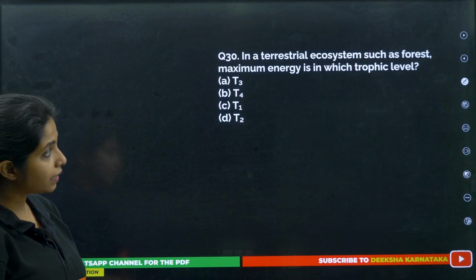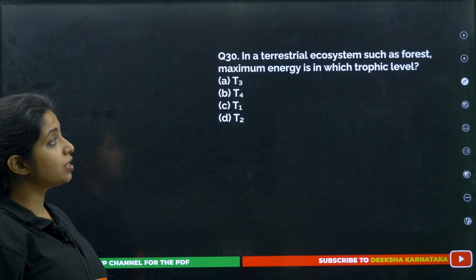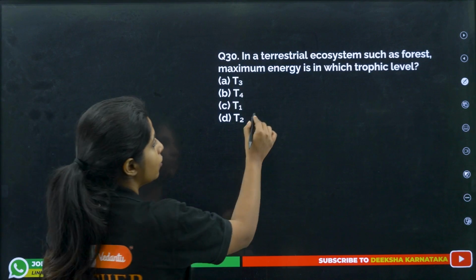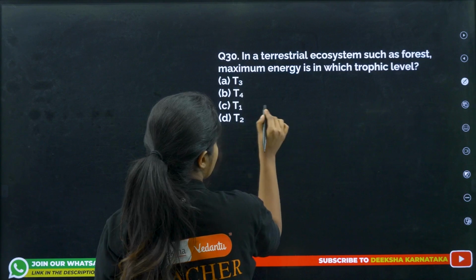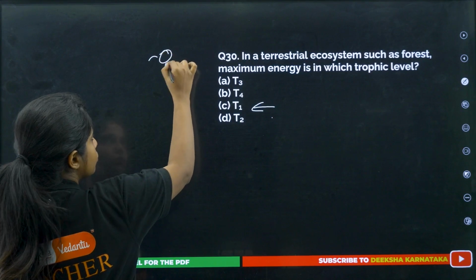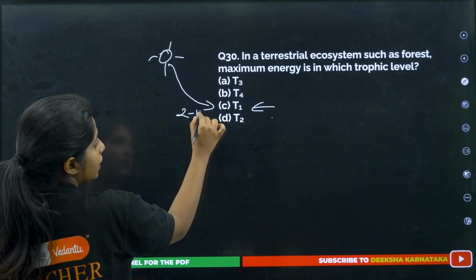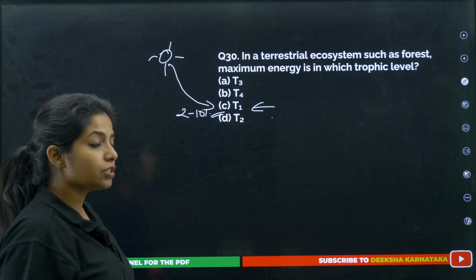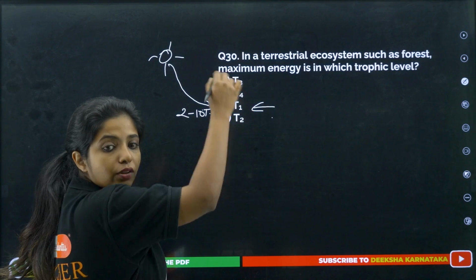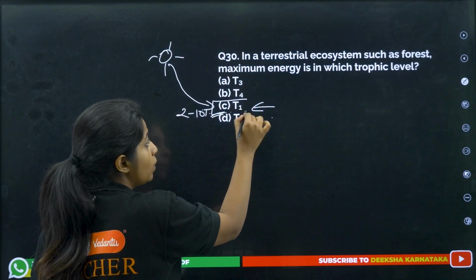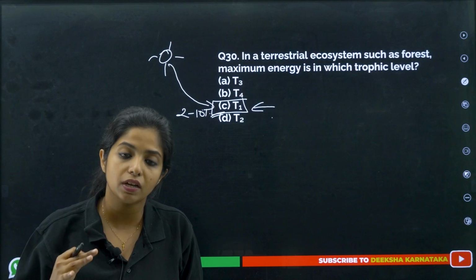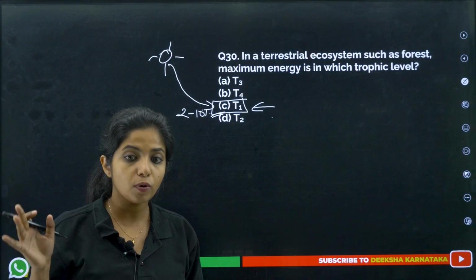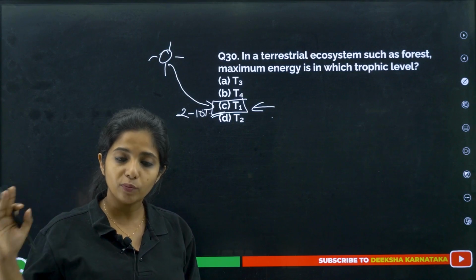Now next question. In a terrestrial ecosystem such as a forest, maximum energy is in which trophic level? Maximum energy always will be in trophic level 1. There is no doubt about that. Why? Because 2 to 10% of the sun's energy is finally taken up by the plants. So obviously this level will have a high amount of energy, and it is passing on only 10% of its energy to the organisms above it in the trophic levels. So it's the T1 level where maximum energy is always available. Whatever ecosystem it is, it will be T1, trophic level 1, that has the maximum amount of energy.